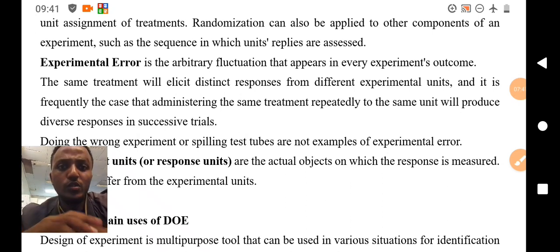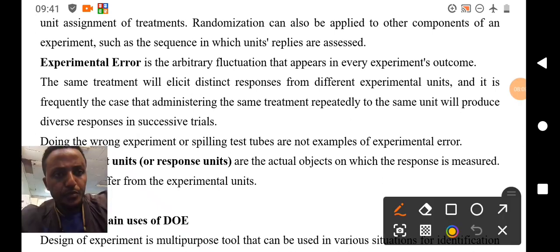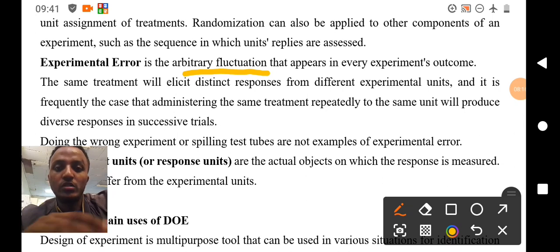Another term is experimental error. What's experimental error? It is arbitrary fluctuations that appear in every experiment as outcome. Most of the things related to research may have some errors. Basically, error related to experiment is experimental error. It is arbitrary. It's not constant. It's fluctuation, right? Some unexpected fluctuation, some unexpected happenings. So it's called experimental error related to experiment.